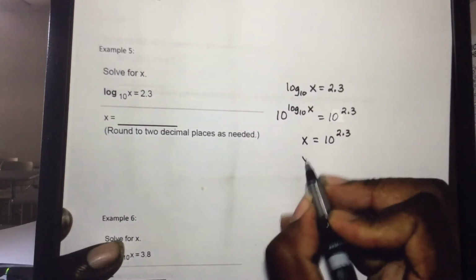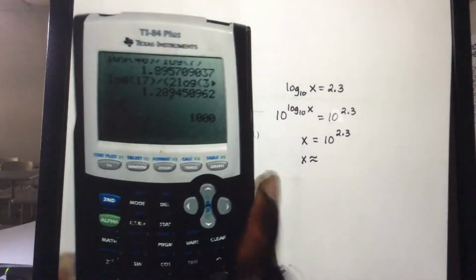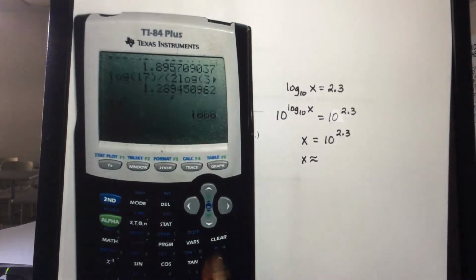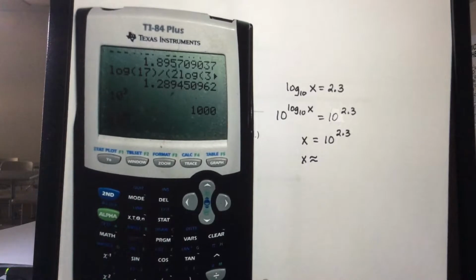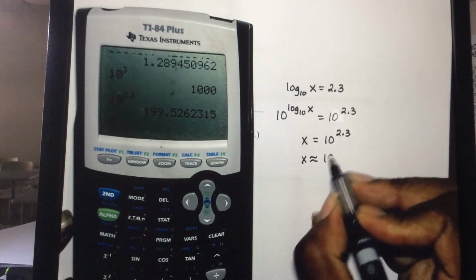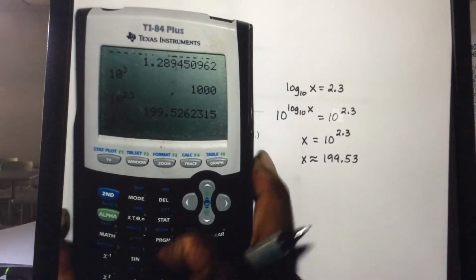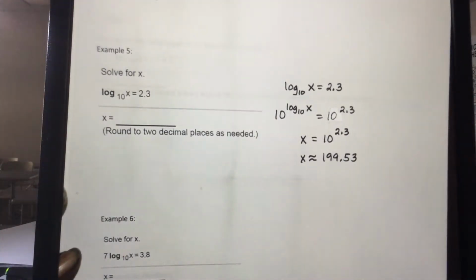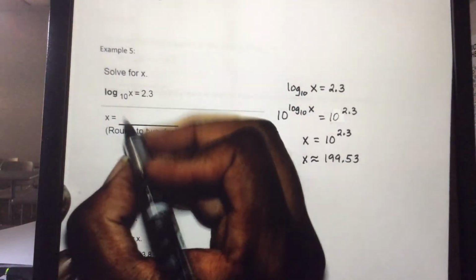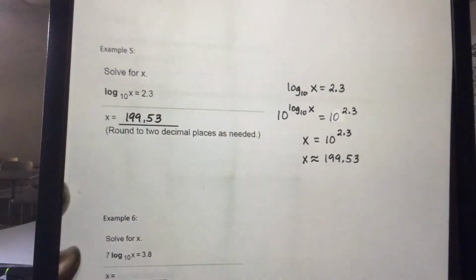And they want this to 2 decimal places. So in this case, type in 10, press the hat key for your exponent, and then 2.3, and enter. This will be approximately 199.53. That's what the value of x is, or the approximate value of x.